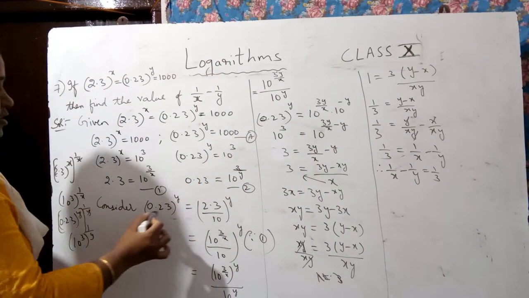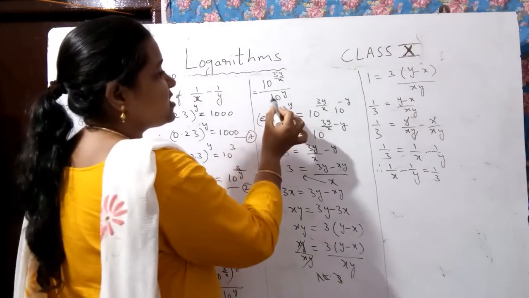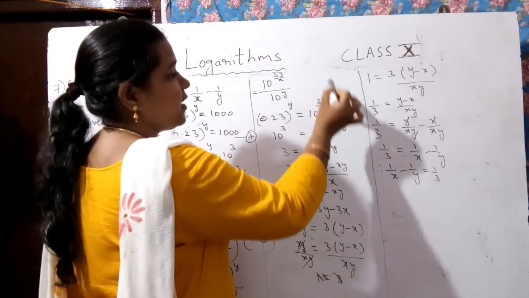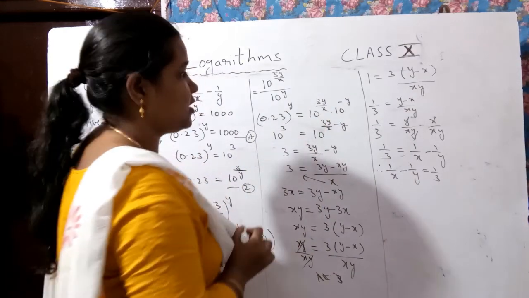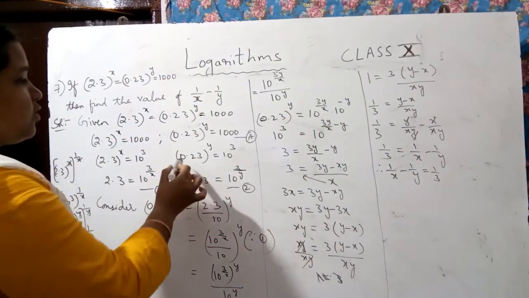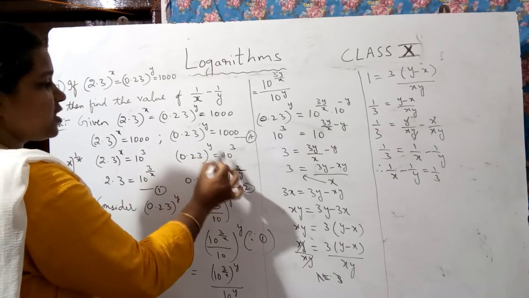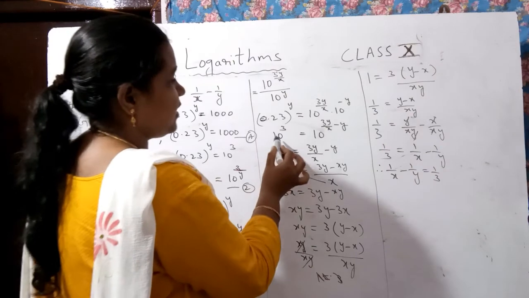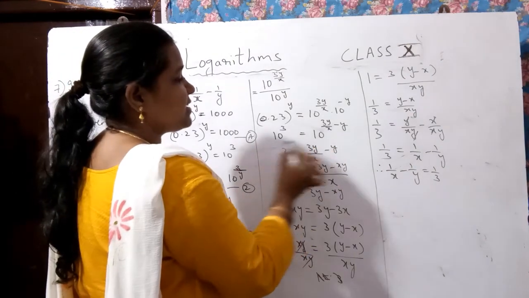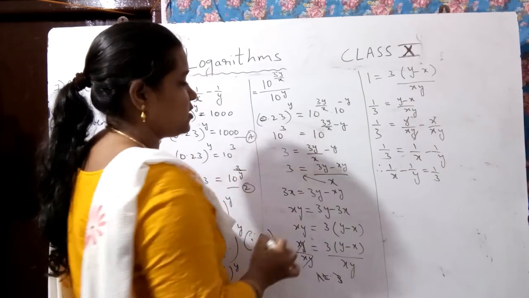So on the left side I have 0.23 whole power y. I am writing it as it is. Now this 10 power y I am bringing to the numerator. It becomes 10 power minus y. So now 0.23 whole power y value is nothing but 10 cube. That one I am writing as 10 cube. Now in both the cases the bases are equal, so I am equating the powers: 3y by x minus y.